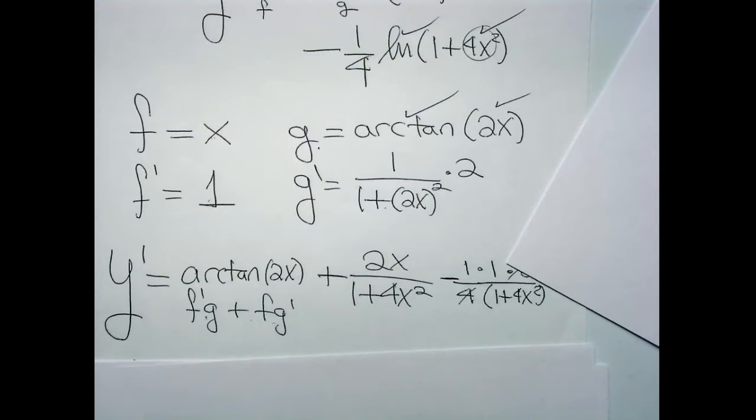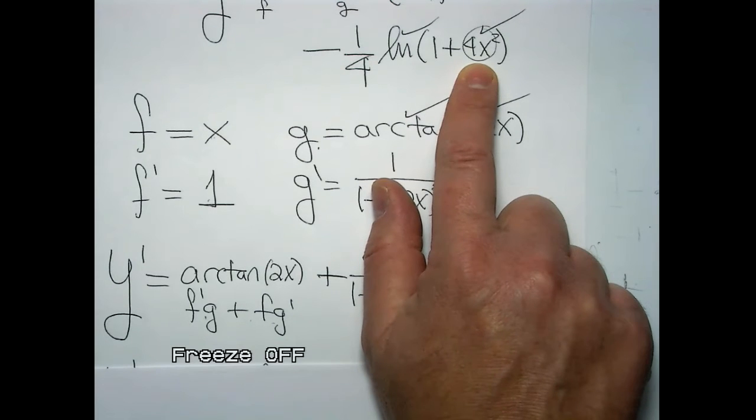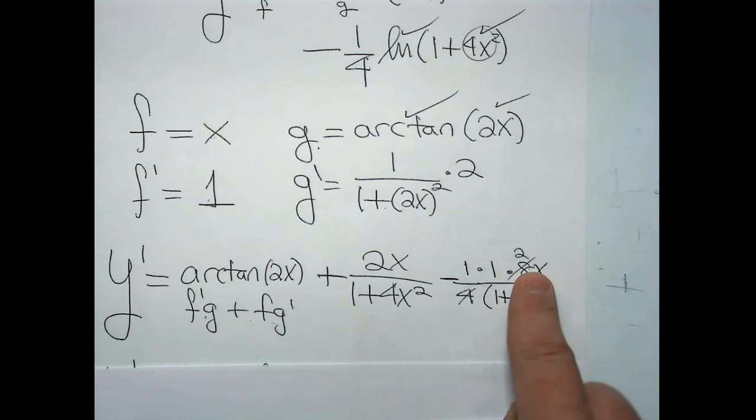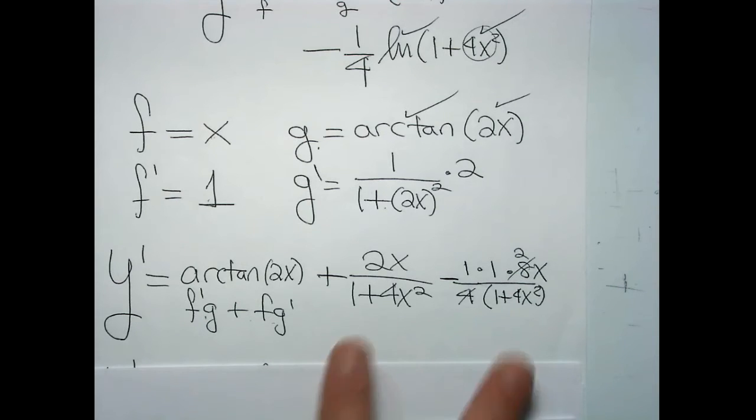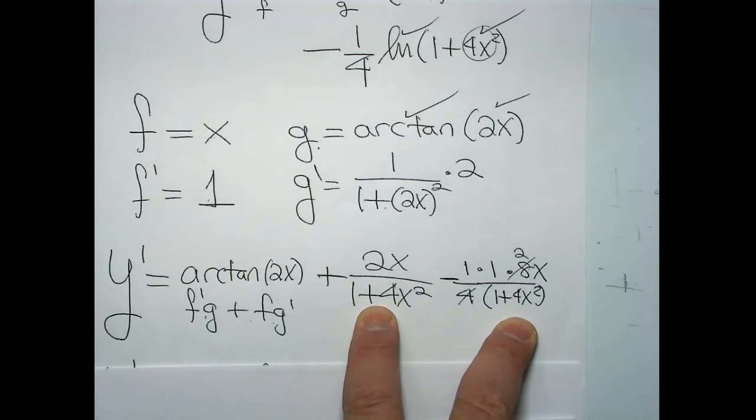1 over argument. Argument is 1 plus 4x squared. 1 over 1 plus 4x squared times the derivative of this guy, 4x squared, which is 8x. That would be your chain rule. Let's not forget our chain rule. Now here comes the hidden surprise. Who would have thought this would happen? Look at that. They're the same thing.